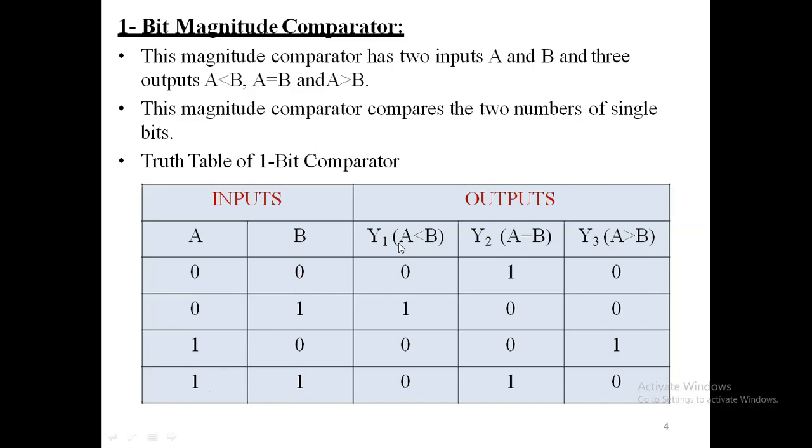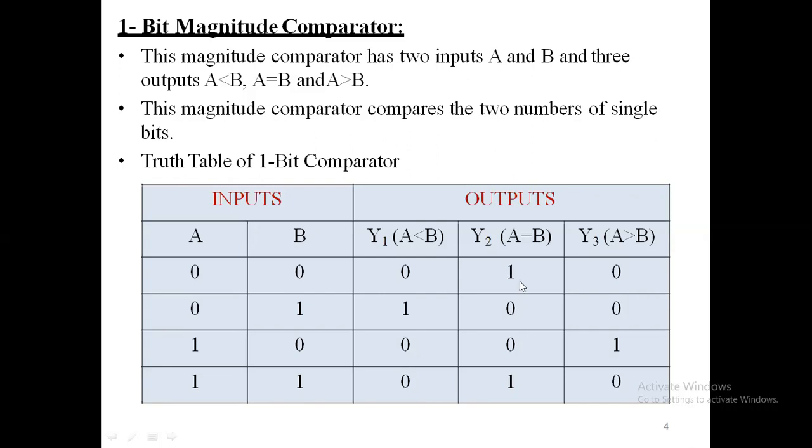For the outputs, we assume A is less than B, A equal to B, and A is greater than B, and we treat them as Y1, Y2, Y3. First Y1: is 0 less than 0? The condition is false, so 0. Next, 0 is less than 1. The condition is true, so its value becomes 1. Next, 1 is less than 0. The condition is false, so 0. 1 is less than 1. The condition is false, so 0.